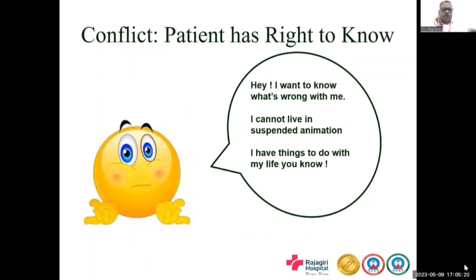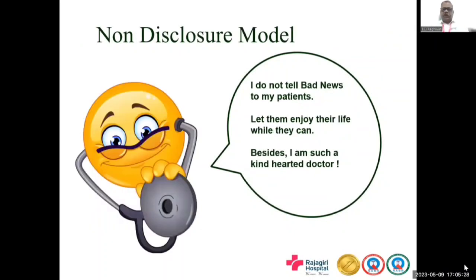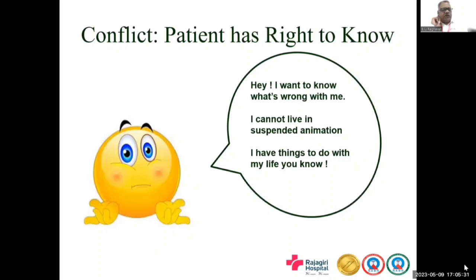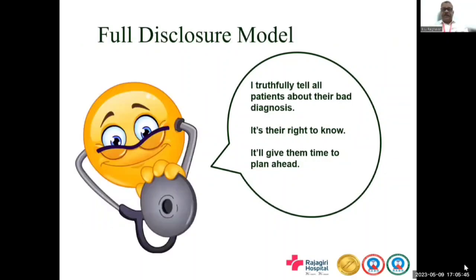Now, the problem is, what if the patient wants to know? If somebody wants to know, it is their right. And therefore, this model, non-disclosure model, gets into conflict with the patient's right to know. Patient may want to know for various reasons, but if we deny them, then it is the conflict with the patient's right to know. In some countries, you are by law required to tell the truth to the patient, not to the family. You can, of course, talk to the family with the permission of the patient, but not otherwise.